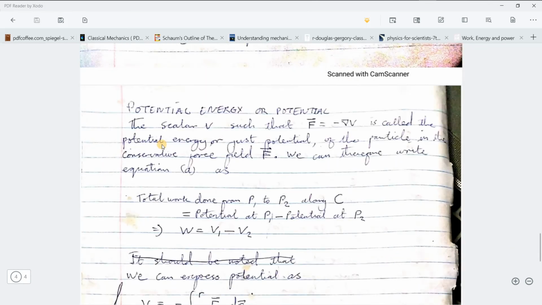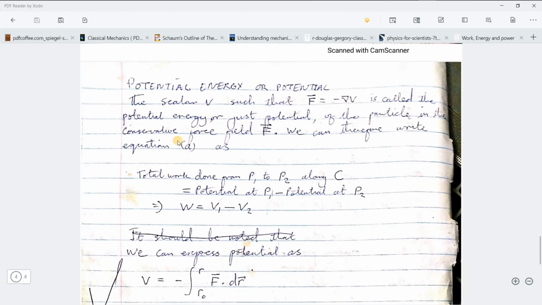Alright, let's just go back to potential here. We're saying that the scalar V such that F is equal to minus grad V is called the potential energy, or just the potential of the particle in the conservative force field. So the scalar V such that F is equal to minus gradient of V is called the potential energy, or just potential, of the particle in the conservative force field F.